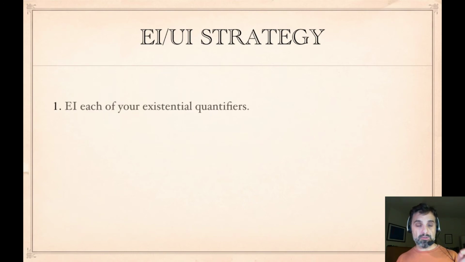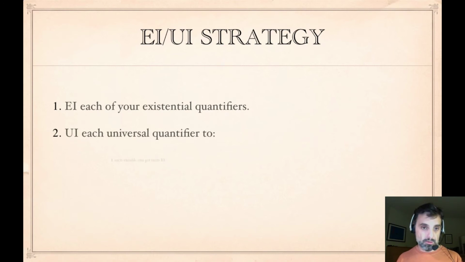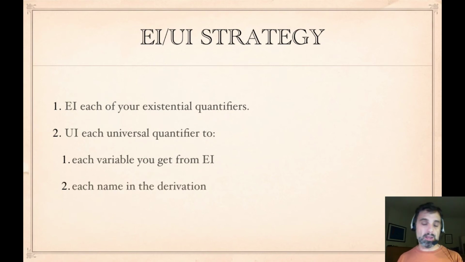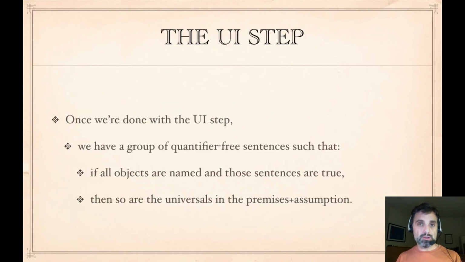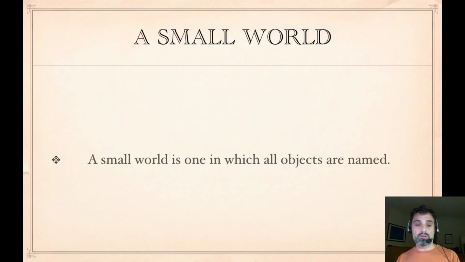Now let's think about what that means in the EI strategy. What we're basically trying to do when we universally instantiate the universal quantifiers to the variables from EI and the names in the derivation is to get to a group of quantifier-free sentences like this. If all the objects are named and the quantifier-free sentences that we get from UI are true, then the universals will be true. Let's just have this one piece of terminology. What's a small world? A small world is one in which all the objects are named.